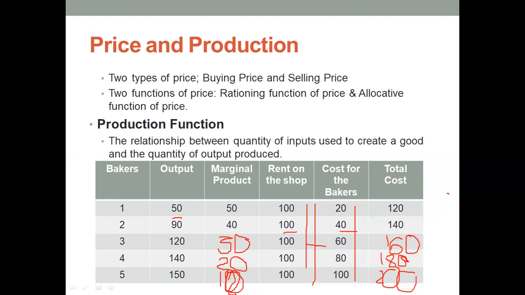Now, it's different from rationing. Rationing refers to the distribution ng goods or service through price. Allocative function of price refers to the production of goods or service. Ibig sabihin, ginakontrol mo yung production through price. Na control mo ang production, ang pag-produce ng product or service through price.